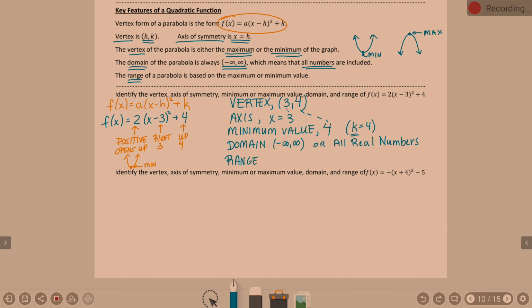Okay, range. Range is one we do have to think about a little bit. Thoughts on range? How far up and down does this graph go? Tanner? Infinity. What do you guys think? Okay, so if I have a minimum value of 4, what's that saying? The lowest my parabola goes is 4. Is it going to touch 4? Yes. It's going to touch 4, so there's going to be a bracket. Then how high does it go? To infinity. So 4 to infinity.